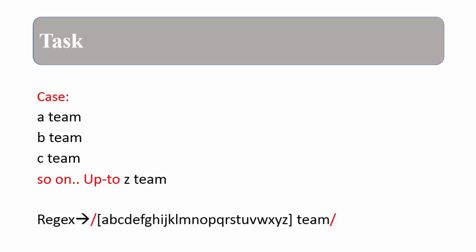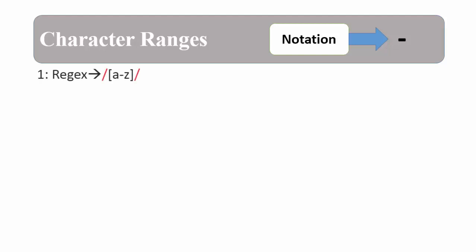Now let me tell you the sophisticated way to create a regular expression that will match these cases of A team, B team and so on. We can do that by using character ranges. Character ranges are represented by a dash. All you have to do is define a range between two alphabets that will take care of all the middle ones. For example, if you want to create a regular expression for characters A to Z, your regex will look something like this. So this range a to z will match all the alphabets from a to z in lowercase.